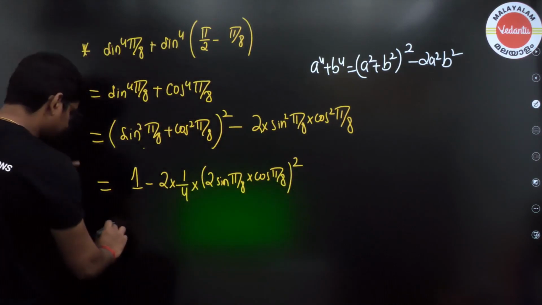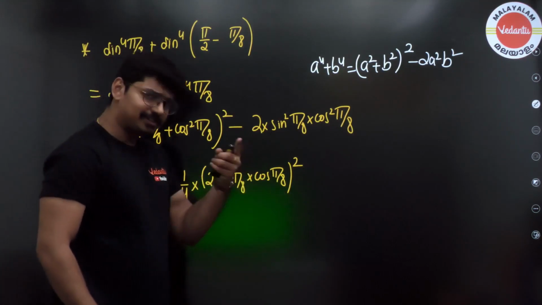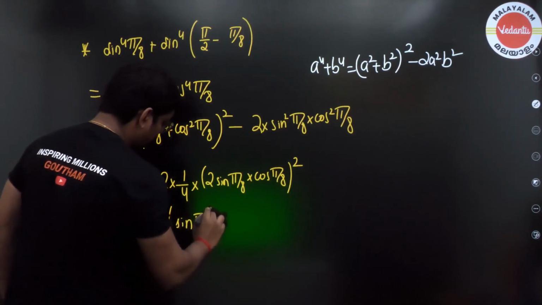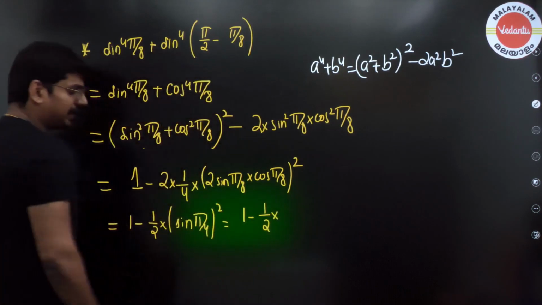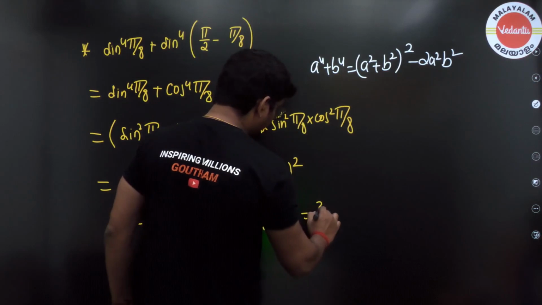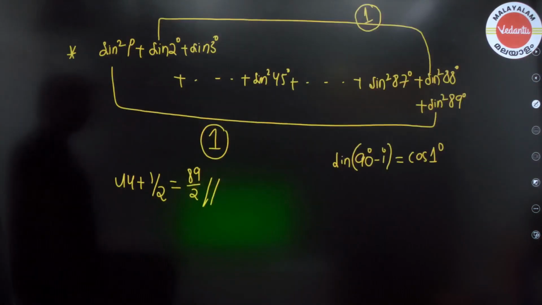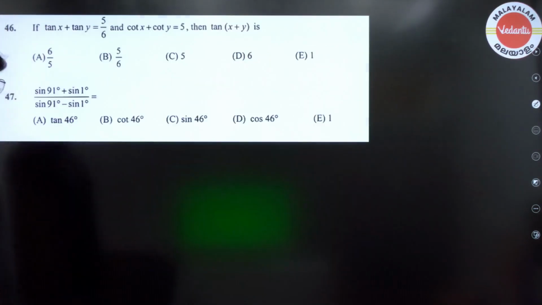Okay, now observe this one, guys. 1 minus, this is 1 by 2 into 2 sin theta cos theta, sin 2 theta. So this is sin 2 theta, that is (sin pi by 4) whole square. So what am I going to get here? 1 minus 1 by 2 into sin square pi by 4, that's 1 by 2. So I'll be getting 1 minus 1 by 4, and that is going to be 3 by 4. And guys, do we have an option here? Yes, option B is going to be the right answer.